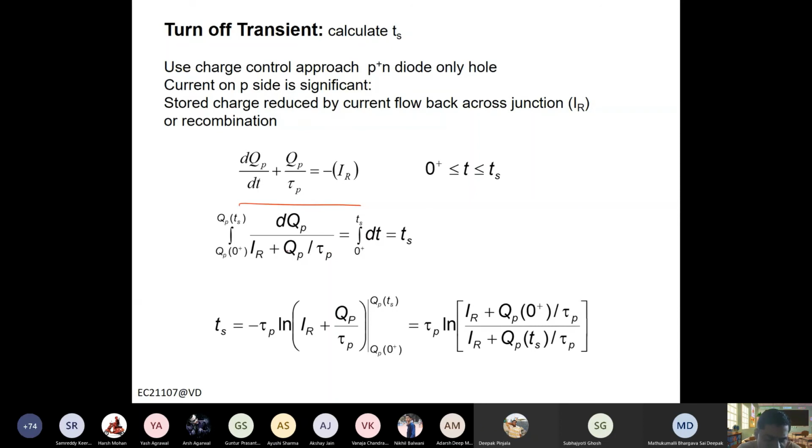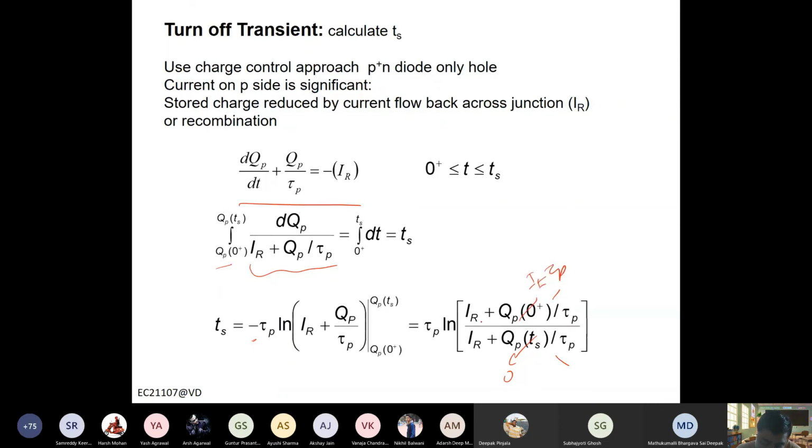So either you keep the tau here or you can keep tau there; both are basically the same. So this is basically dQ by one plus Q something, and it will be a log, right? So log of IR plus QP by tau, and you are integrating from QP0 to QPT, and this is T. There is a minus sign here, so if you absorb this, then it is initial by final. Now final is 0, and initial is IF tau p.